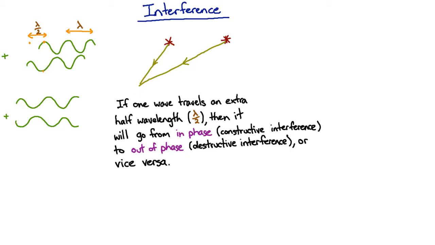And that depends on what's called the path difference, the difference in how far the two waves have to go to get there. So if this distance is an odd number of half wavelengths, then they're going to be out of phase and you're going to get destructive interference. If it's an even number of half wavelengths, they're going to be back in phase and you're going to have constructive interference.